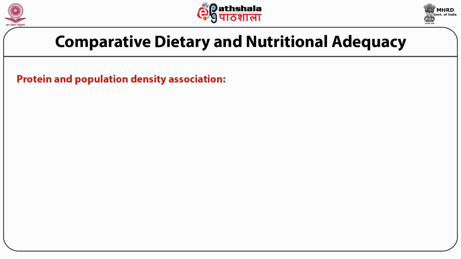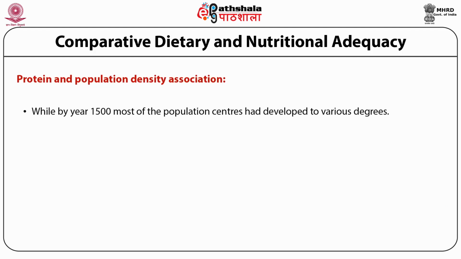Protein and population density association. By the year 1500, most of the population centers had developed to various degrees. The vast majority of the agricultural population continued to depend on foraging to provide a significant part of their diet. That is why the density of the population supported by a particular system is closely linked with the availability of fishes, edible mammals, and milk and its products.